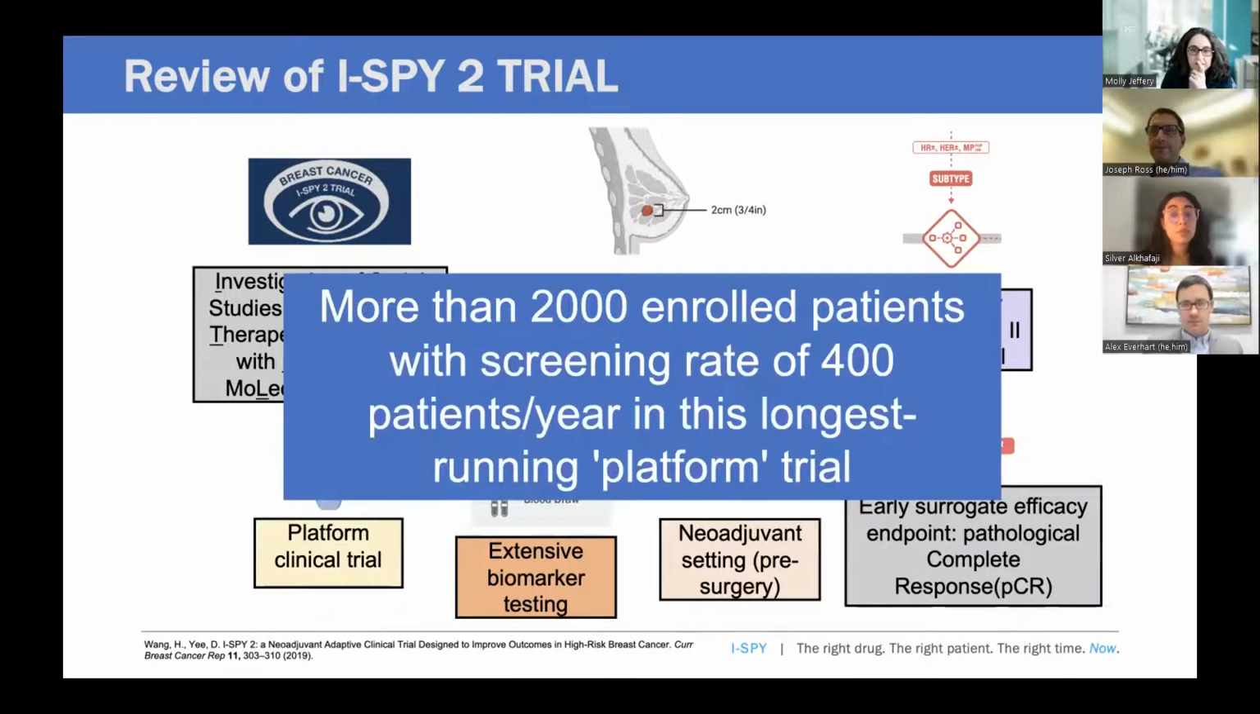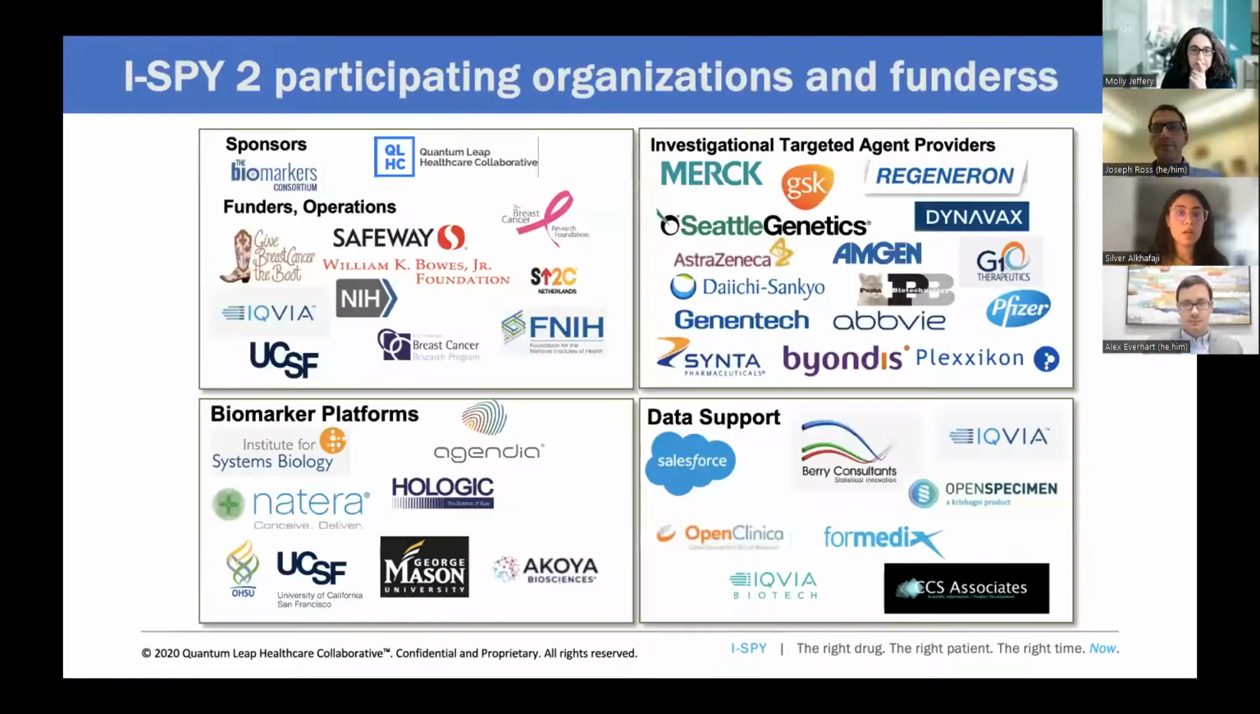It has more than 2,000 patients enrolled currently, with a screening rate of 400 patients a year. And this is the longest running platform trial in breast cancer. There are so many participating organizations. Those are just a few of them, actually, and funders, including the FDA. They've been really supportive since 2010, so it's been running for almost 12 years now.